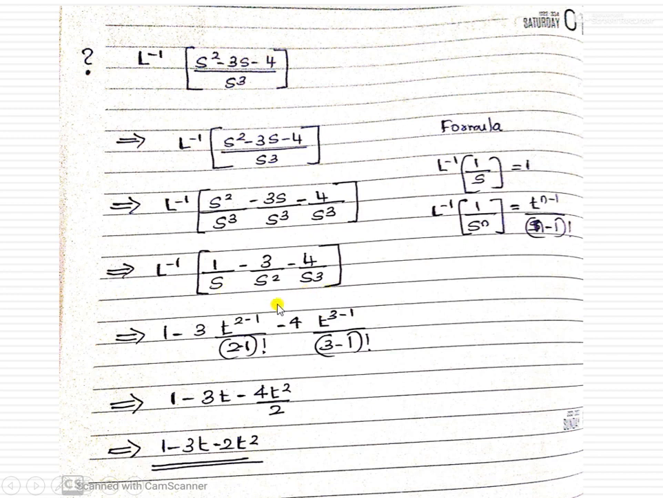So we know the formula: the inverse Laplace transform of 1 by s is 1, and the inverse Laplace transform of 1 by s raised to n is t raised to n minus 1 by (n minus 1) factorial. So the equation becomes 1 minus 3 into t raised to 2 minus 1 by (2 minus 1) factorial minus 4 into t raised to 3 minus 1 by (3 minus 1) factorial. That is 1 minus 3t minus 4t squared by 2. Cancelling 4 by 2, we get 2. That is 1 minus 3t minus 2t squared.